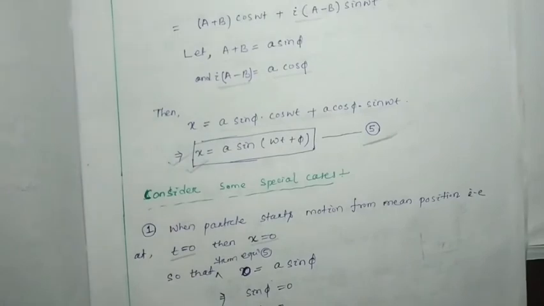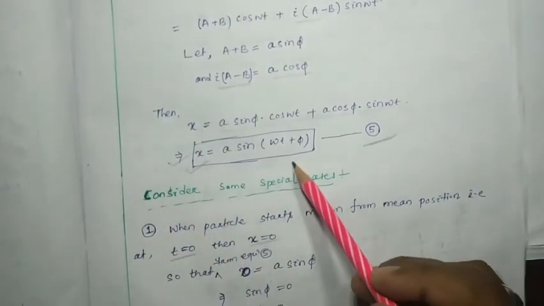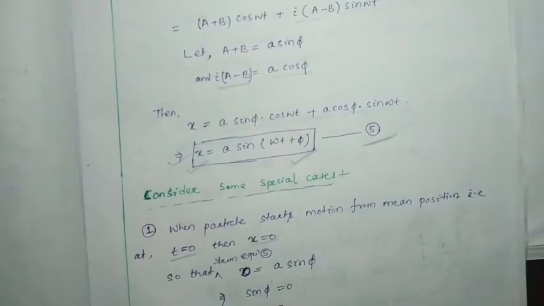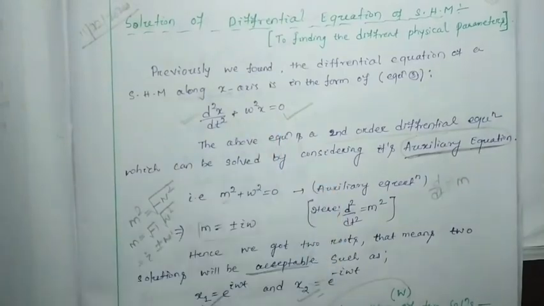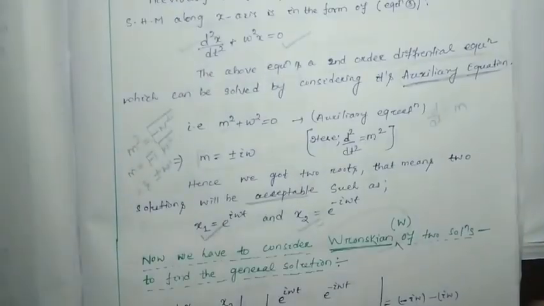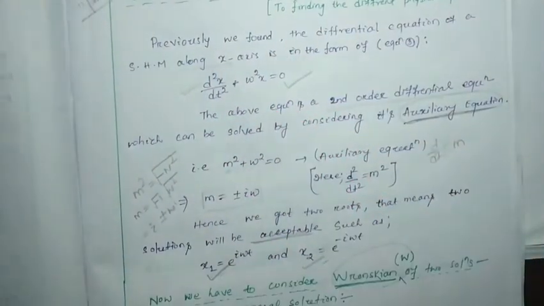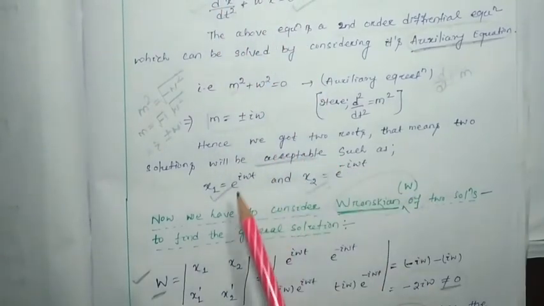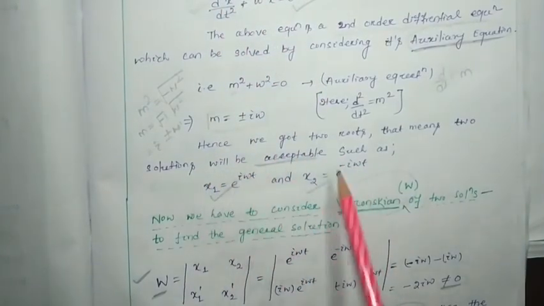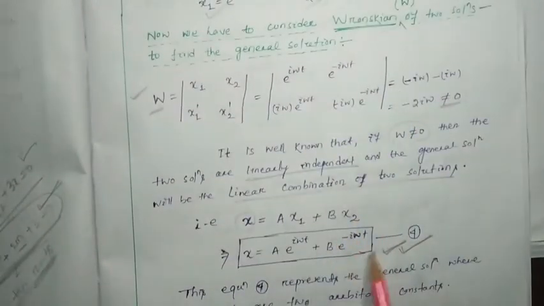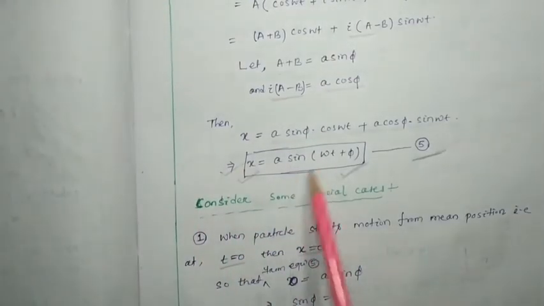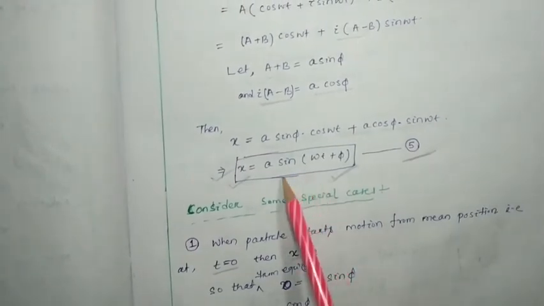So this is our simplified solution of the differential equation, which represents a simple harmonic motion. So from the above discussion we found that the simple harmonic motion can be represented by a second order differential equation, and the solution of this differential equation can be expressed in exponential form, and also the general equation will be this one, and it can also be expressed by a sine function, or sinusoidal function.